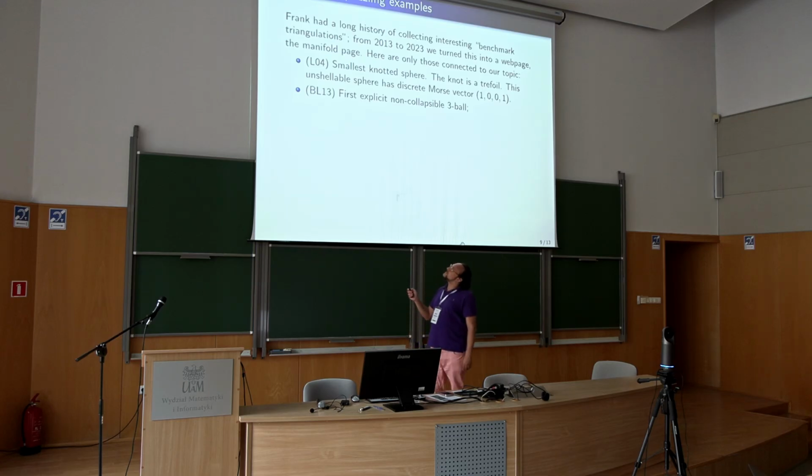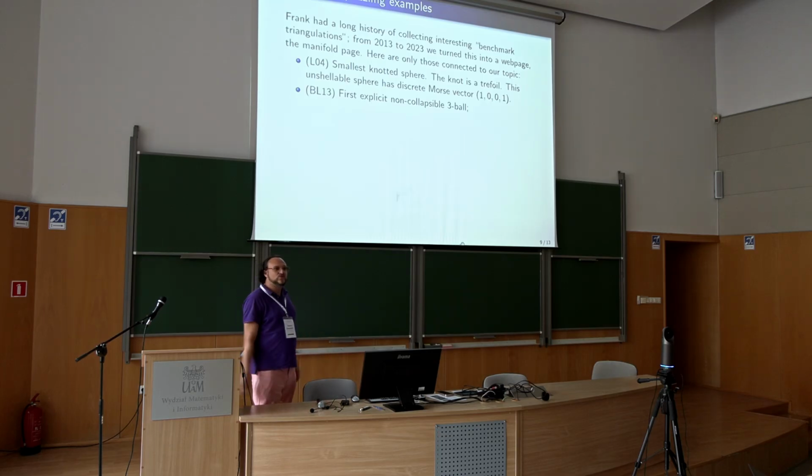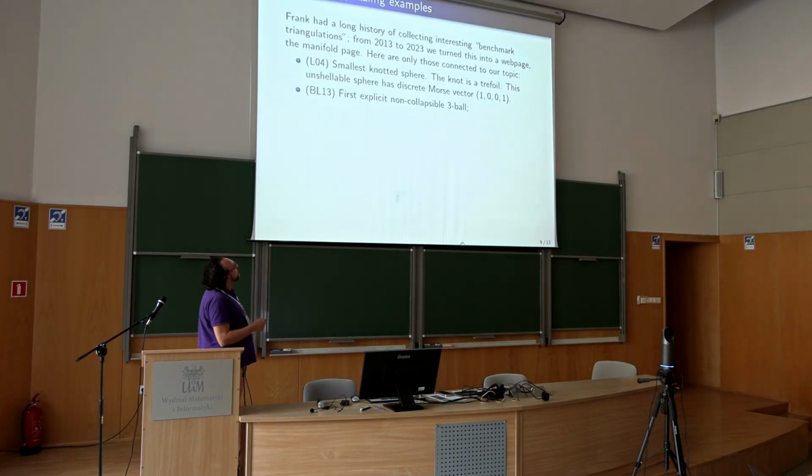This is an example of an unshellable sphere, so non-shellable. But from the point of view of discrete Morse theory, this example is still as easy as possible. So it would pass the test by Michael, Mini, Frank, the previous algorithm, because the best discrete Morse vector is 1001. So it would be recognized by his algorithm. In order to get objects that are not recognizable from the point of view of discrete Morse theory, you just have to increase the complicatedness of the knot. That's what Frank did in 2013.